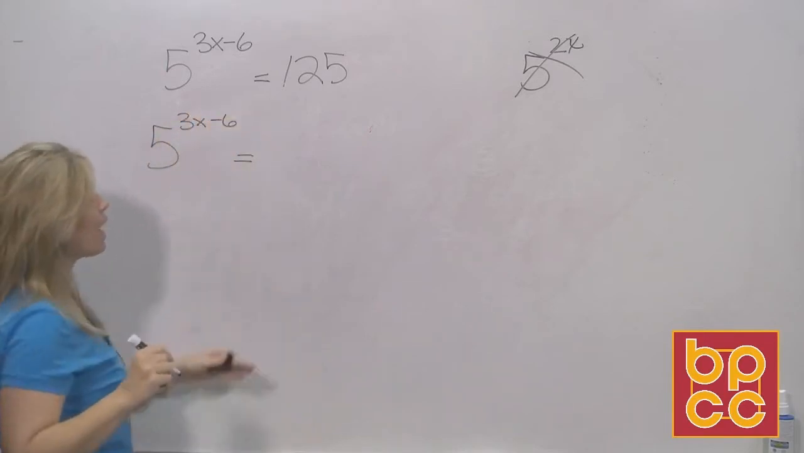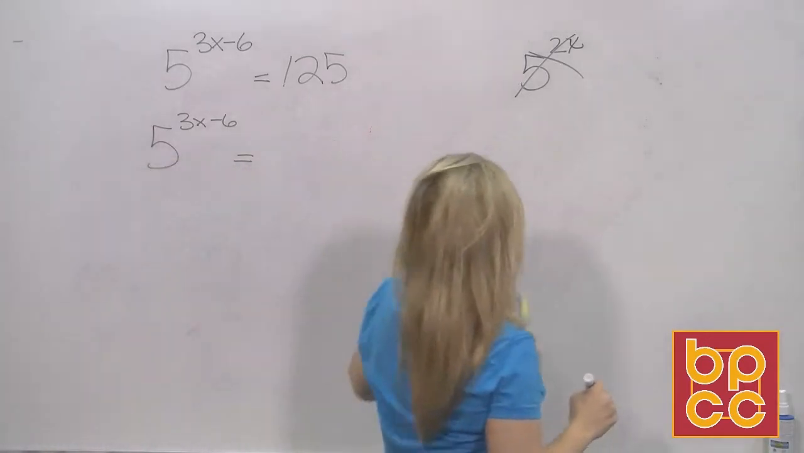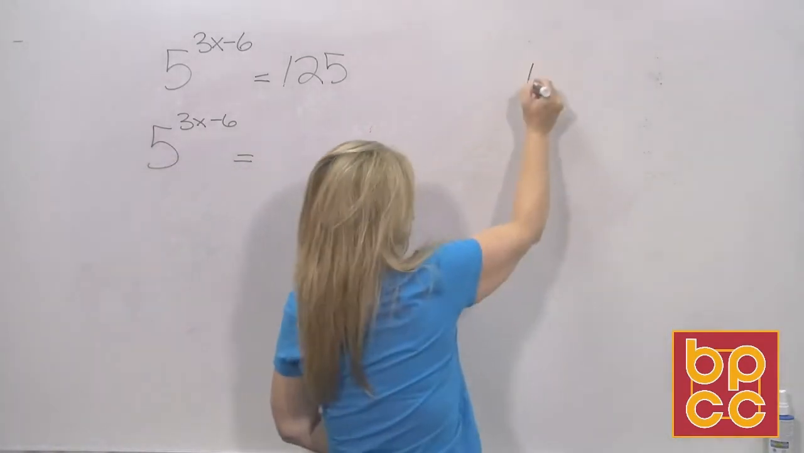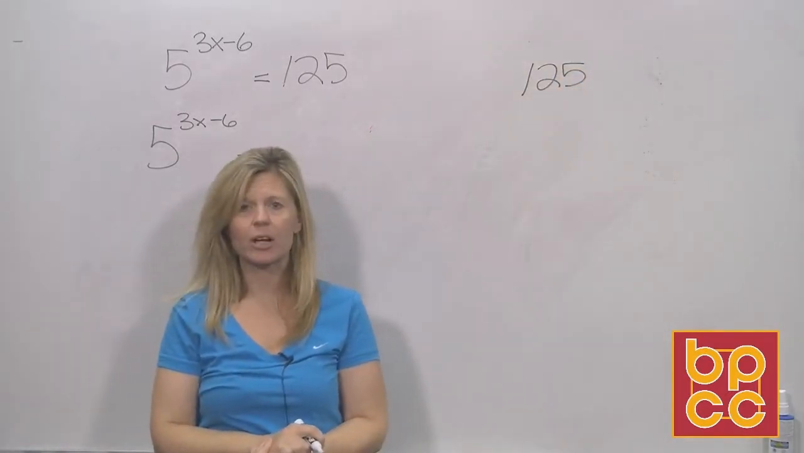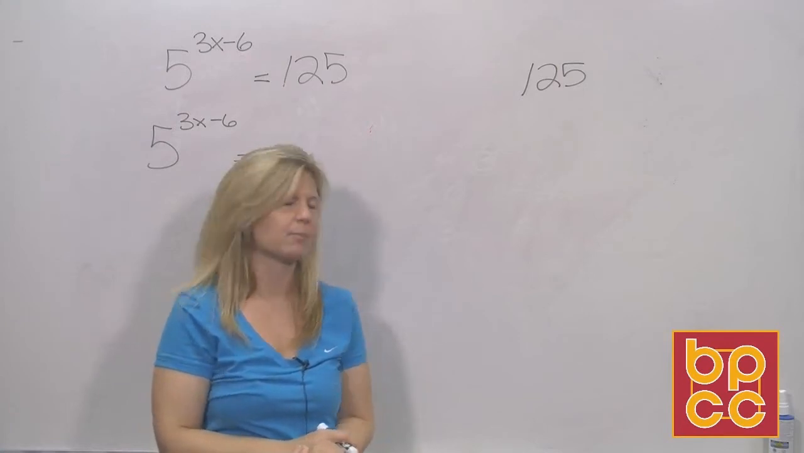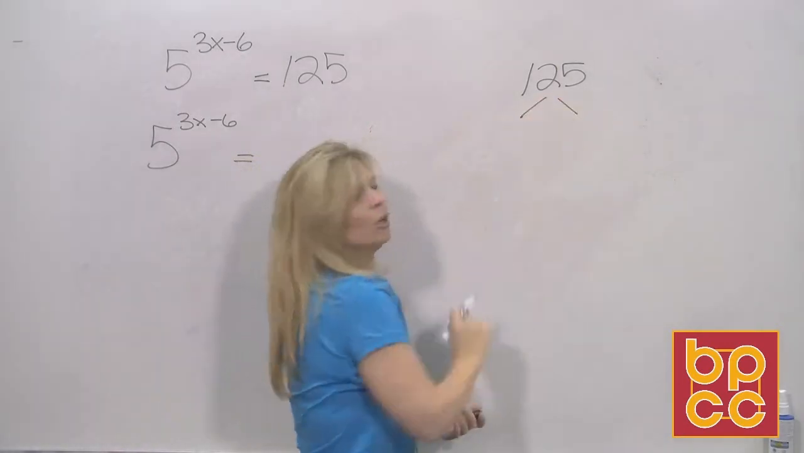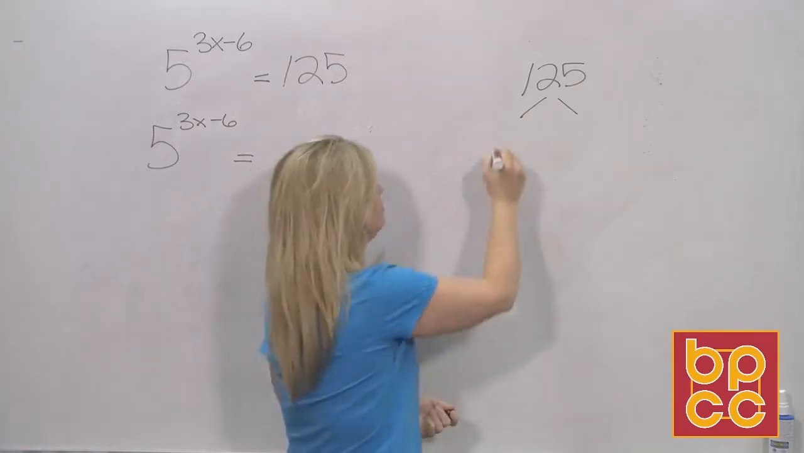But if we go to the right side, can we do anything with 125? Sure we can. We're going to go back to 3rd grade, and we're going to use the concept of a factor tree. Remember, every number can break down into primes. So can you think of two numbers that multiply to 125?